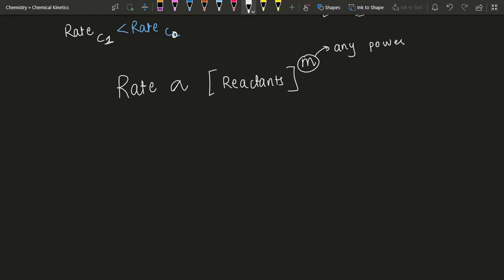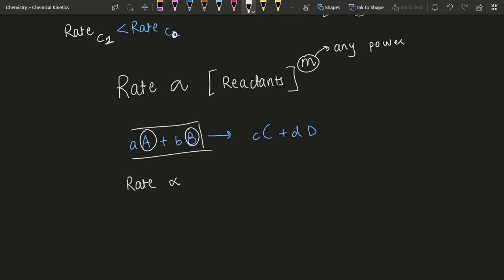And for an example of that, let's take some arbitrary example. Let's take aA plus bB forming cC plus dD. In this reaction, you just look at the reactant side, and what you can immediately see is the reactants are A and B. So if you write the rate, it is proportional, for the first reactant A, to the concentration of A to some power, and that power is not necessarily equal to the stoichiometric coefficient. Don't make that mistake.